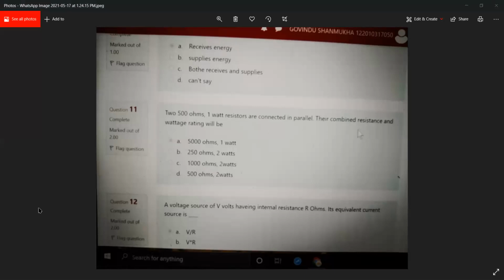It is visible, sir. You are asking from this Moodle, the 11th question. Two 500 ohms 1 watt resistors are connected in parallel. The combined resistance and wattage rating will be.